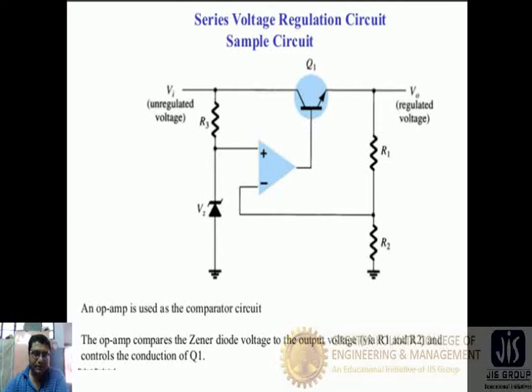An op-amp is used as a comparator circuit. The op-amp compares the Zener voltage to the output voltage via R1 and R2 and controls the conducting of Q1. In this way this circuit works and produces a stable voltage regulated output at its output.